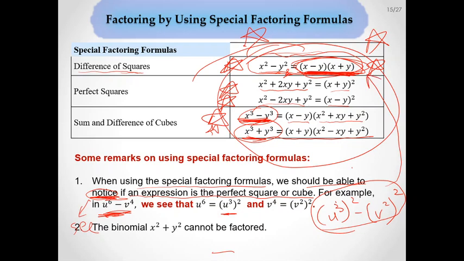One thing is that the binomial x squared plus y squared cannot be factored. This is also important, so try not to factor it. Don't confuse this with the difference. Here it is minus, and here we have plus. If there's a plus, this binomial cannot be factored using real numbers. Since we are dealing with real numbers, it won't be factored.